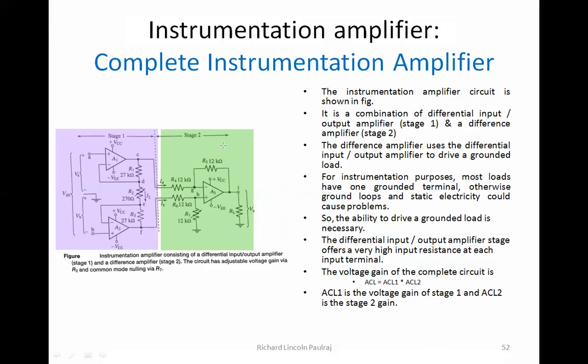So this is how stages are connected. The output of the first stage is connected to the input of the second stage. Here I don't have an RL, you can see RL is not here, but I just have RL here, and this is going to be a grounded load. So we have an adjustable voltage gain.